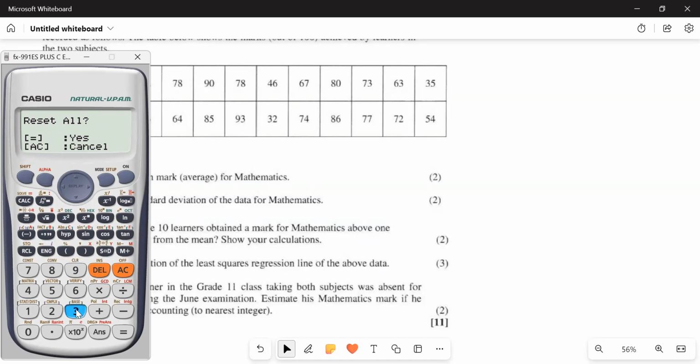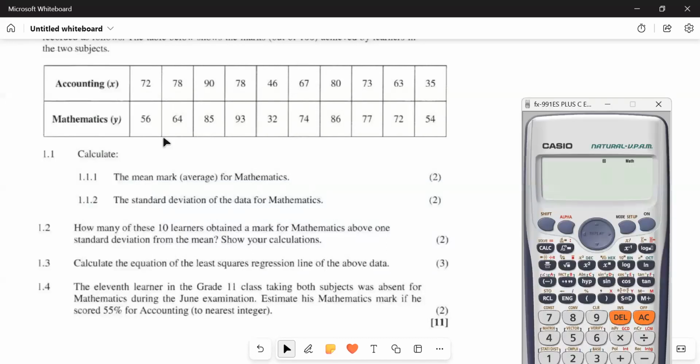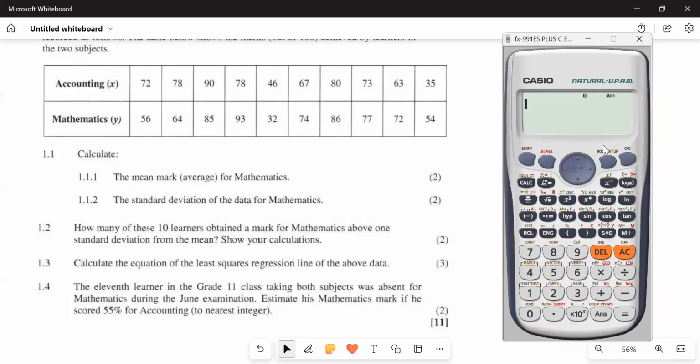We said we start by clearing our calculator. Okay, now if we have to do X and Y, again, here we are given two subjects, mathematics and accounting. Okay? And then they're very specific here, accounting is represented by X, and then mathematics is represented by what? By Y. And then how do you key in these values? We say you should go to mode, and then you go to stats.